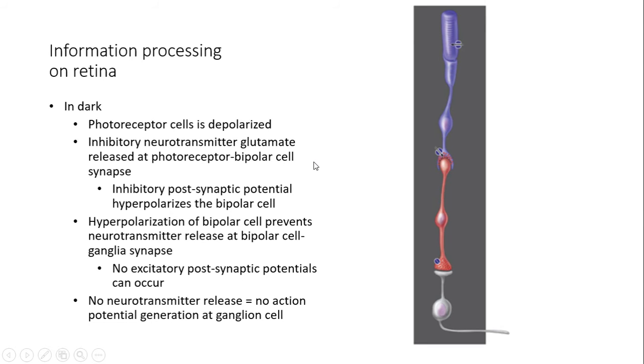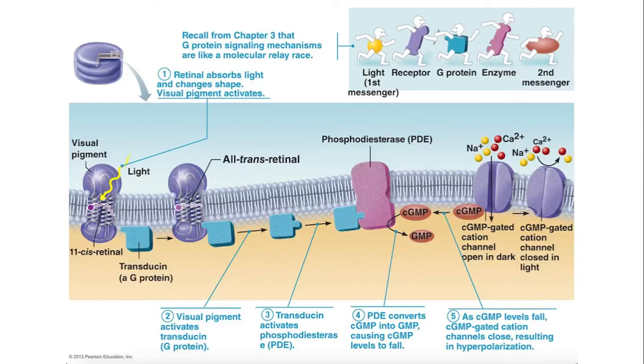So let's look at information processing on the retina, specifically when in the dark. We kind of already talked about this first part. We talked about the second messenger system, right? In which in the dark, the photoreceptor becomes depolarized. Remember the ion channels are open in the dark. We can see that here. So in the dark, these channels are open. Positive ions are able to come in and depolarize the cell.